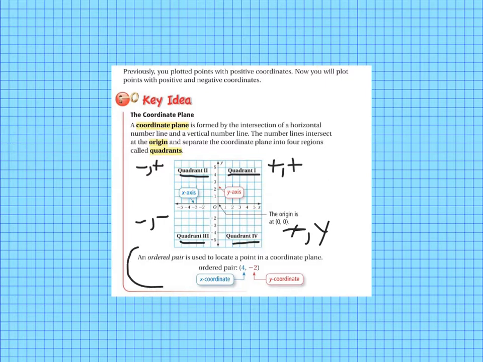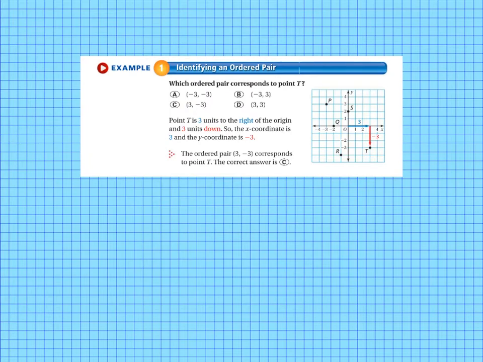An ordered pair is used to locate a point in a coordinate plane. An ordered pair has the x coordinate first and the y-coordinate second. So looking at our first example, we are identifying ordered pairs. It asks us which ordered pair corresponds to point T. So we're going to talk about the steps here.